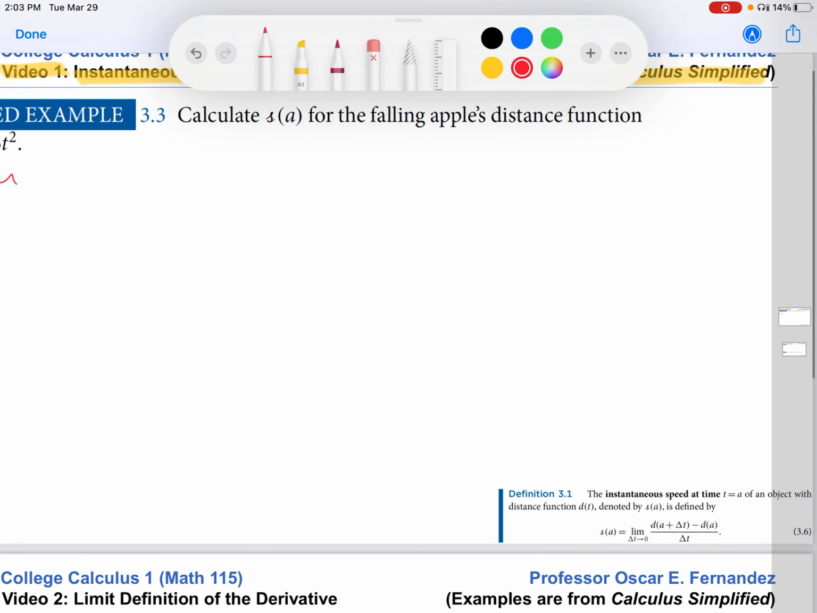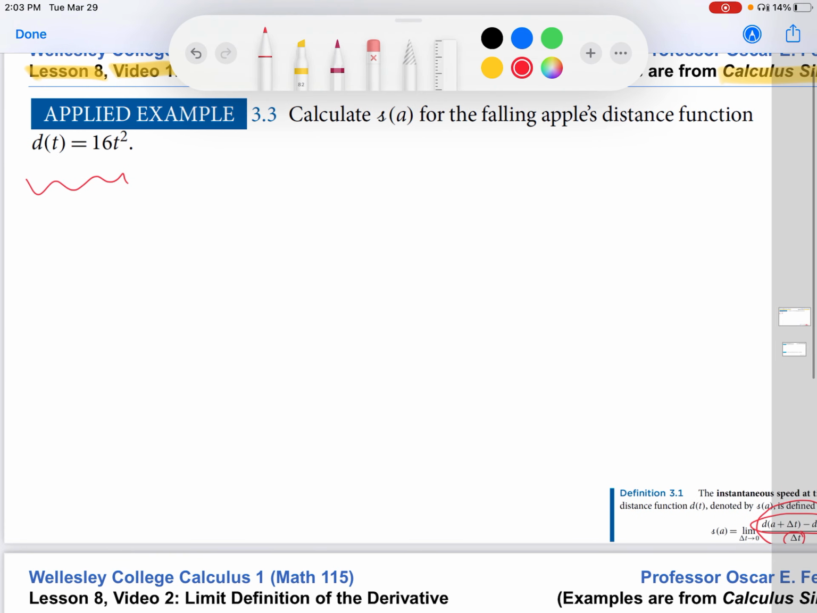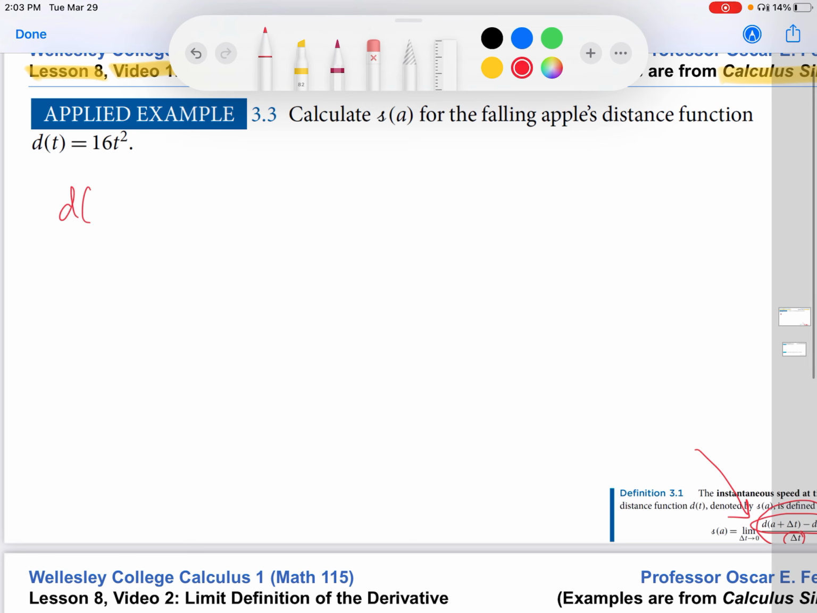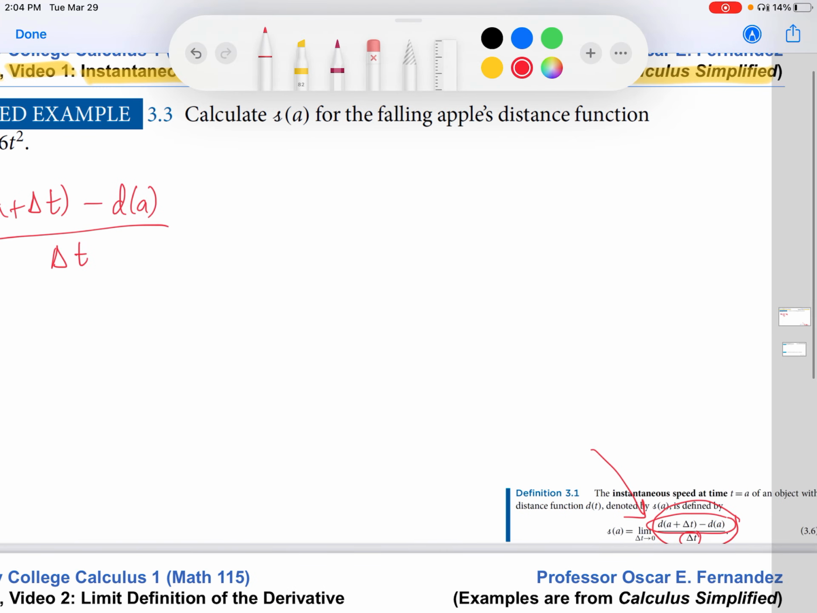So what I'm going to do now is calculate this difference quotient. That's what the difference of the numerator divided by delta t is called. And then I'm going to go ahead and find the limits and see if we get something that we can make sense of. Great. So the first part is d of a plus delta t minus d of a, divided by delta t. Again, I'm calculating this thing that's circled over here.